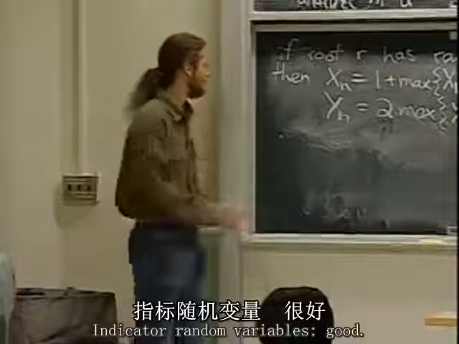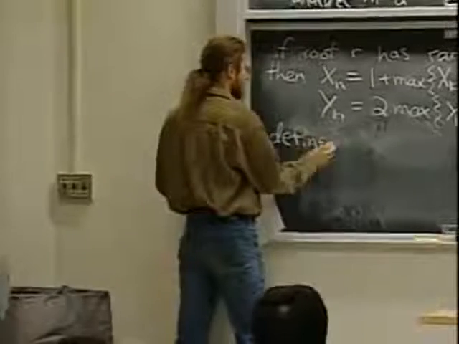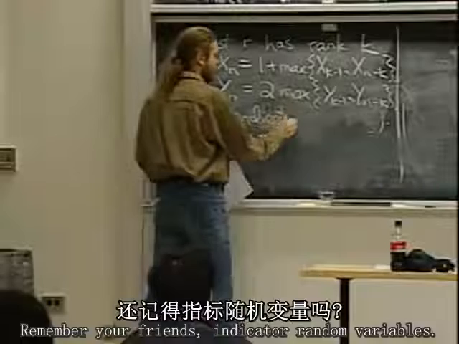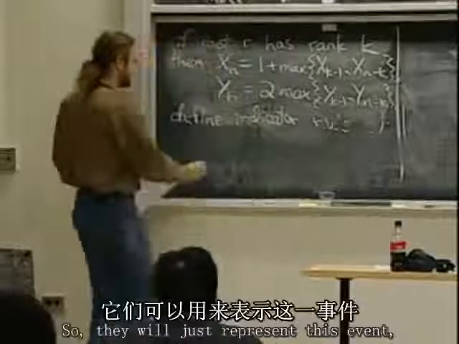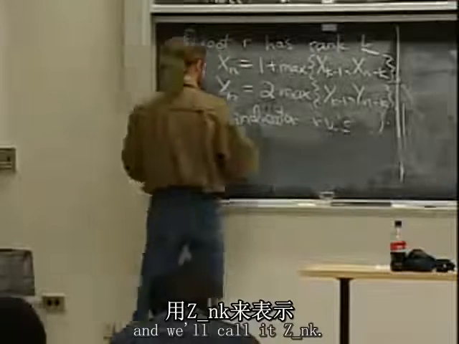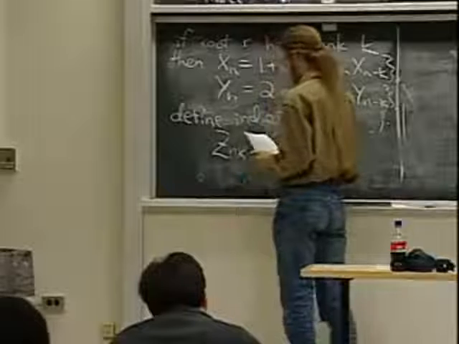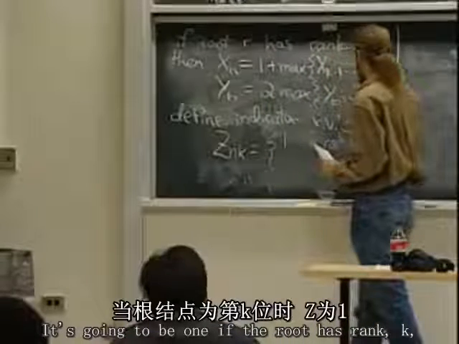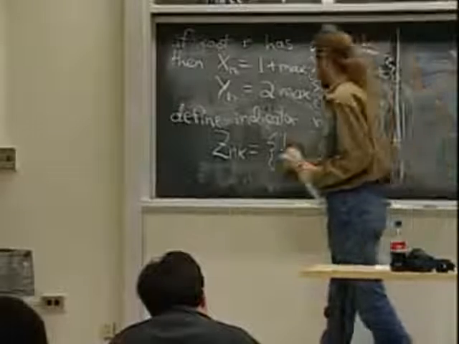Indicator random variables. Good. Remember your friends, indicator random variables. All of these analyses use indicator random variables. So they will just represent this event, and we'll call it z_nk. It's going to be 1 if the root has rank k, and 0 otherwise.